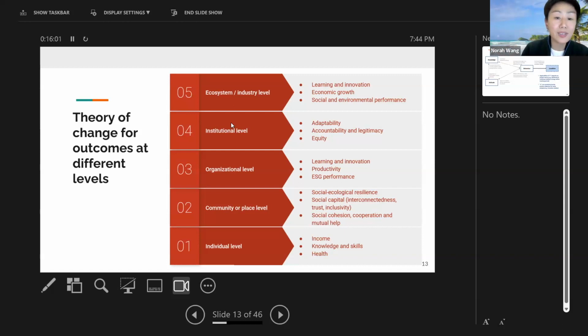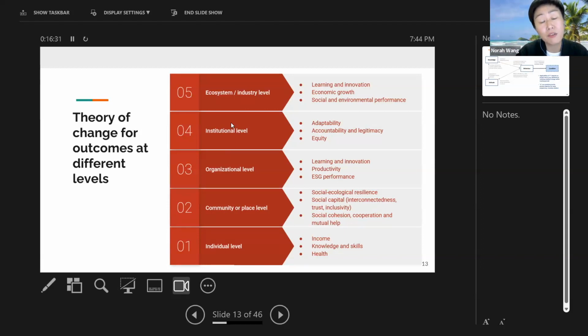And how about at the institutional level? The institutional level will be like the policy level, the regulatory framework, right? Then we need to look at whether the institutions have adaptability, whether the institutional framework has enough legitimacy and accountability towards citizens, or could lead to equity in the distribution outcomes. Then how about ecosystem change at the industry level?